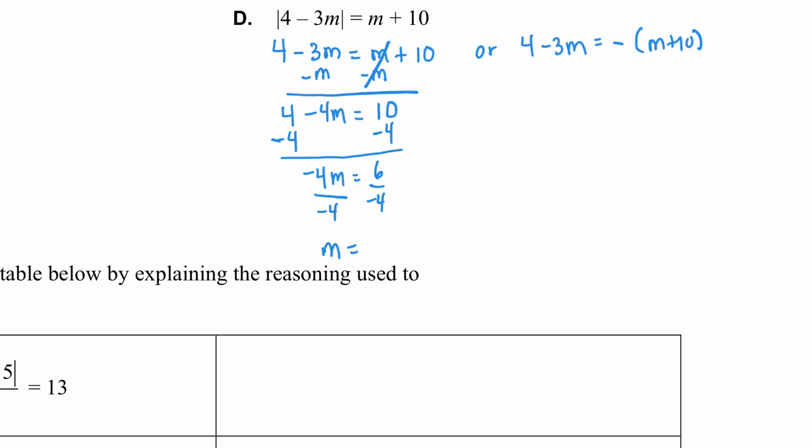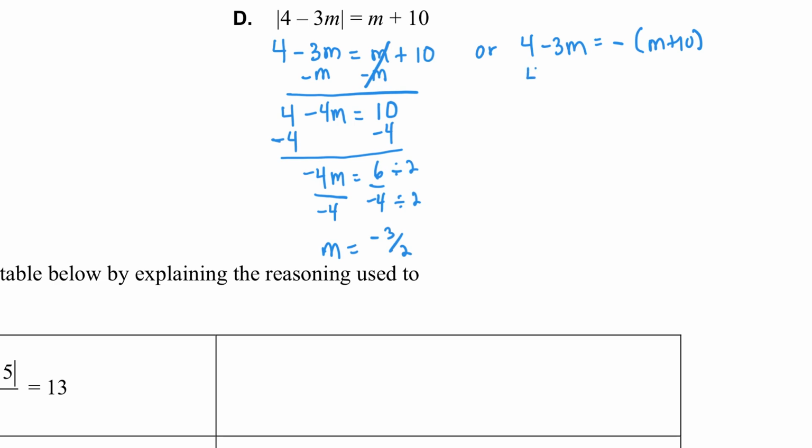Now we know that 6 and negative 4 are divisible by 2. So this is negative 3 over 2. So let's double check that we have the correct steps. We subtract m from both sides. So we have 4 minus 4m equals 10. Then we subtract 4 from both sides. So we have negative 4m is equal to 6 divided by negative 4. And you divide by 2, or you reduce by 2, so you get negative 3 over 2.